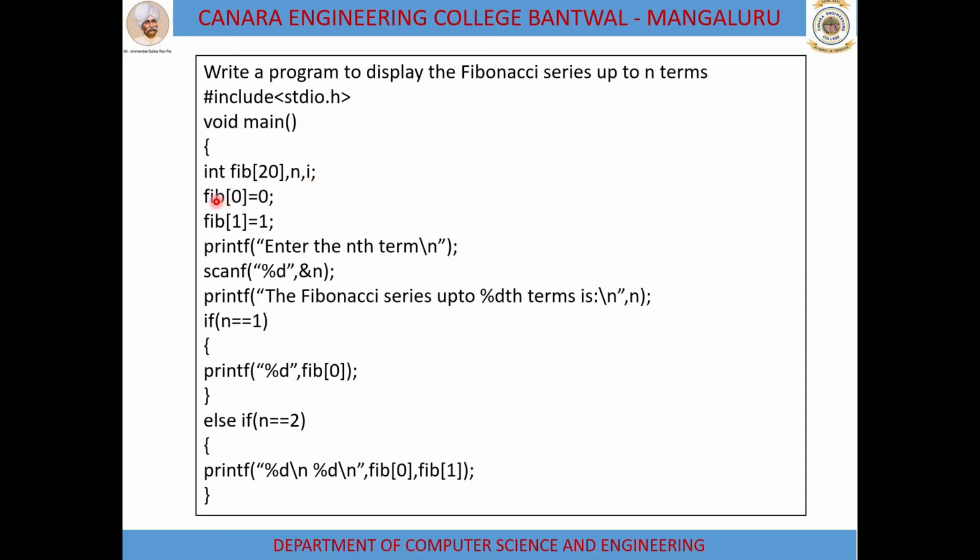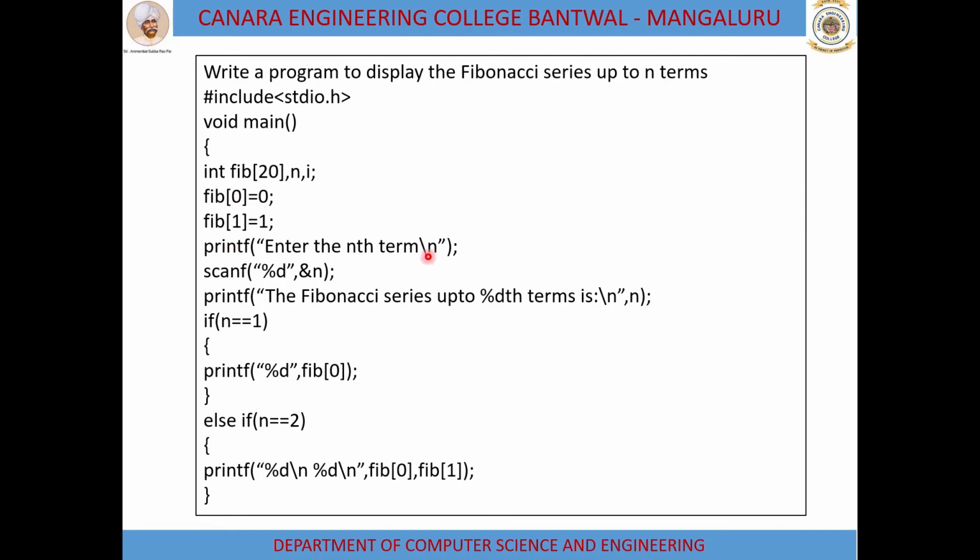Since the first two numbers should be 0 and 1, then we can compute all other numbers. That's why I'm going to initialize the first two numbers at the first two locations of the array. So array starts from 0. So fib of 0 equals 0 and fib of 1 equals 1. The first two numbers of the Fibonacci series are initialized and stored in the first two locations of the array fib.